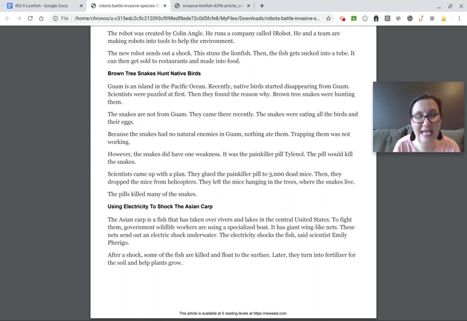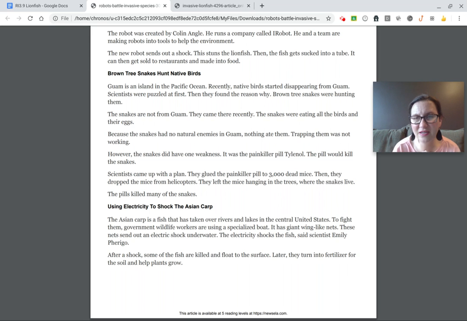However, the snakes did have one weakness. It was the painkiller pill, Tylenol. The pill would kill the snakes. Scientists came up with a plan. They glued the painkiller pill to 3,000 dead mice. Then they dropped the mice from helicopters. They left the mice hanging in the trees where the snakes live. The pills killed many of the snakes.